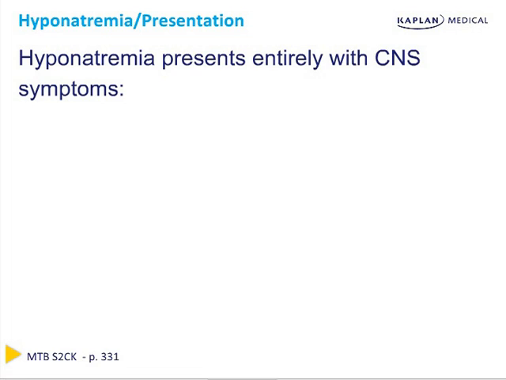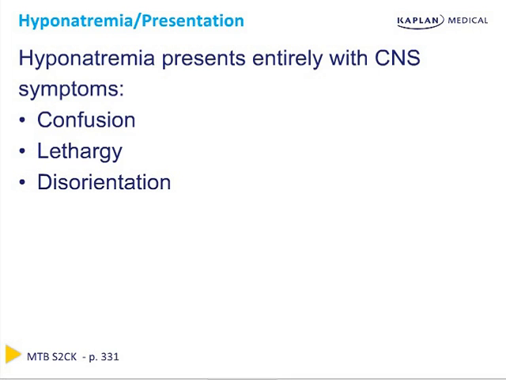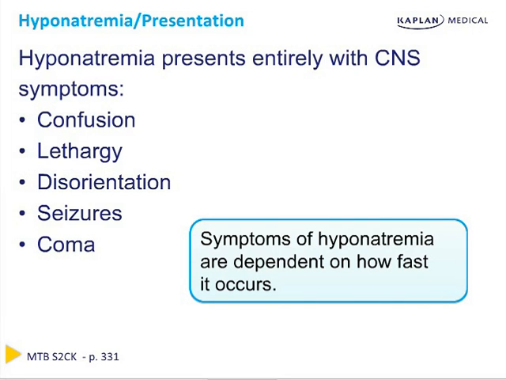The presenting symptoms of hyponatremia are entirely neurologic in nature. The ones to look out for are confusion, lethargy, disorientation, seizures, and coma. They sound pretty similar to the symptoms of hypernatremia. The thing also to remember is that these symptoms are totally dependent on how fast the hyponatremia occurs. A sodium level of 120 might be totally asymptomatic in a patient who developed SIADH slowly over time, but a patient who goes from 140 to 130 in a matter of an hour or two can develop life-threatening symptoms really quickly.